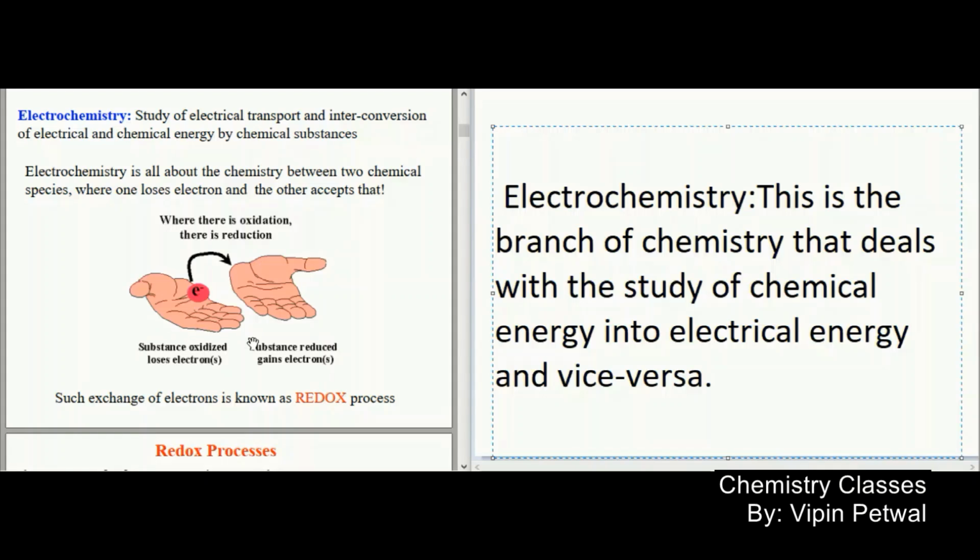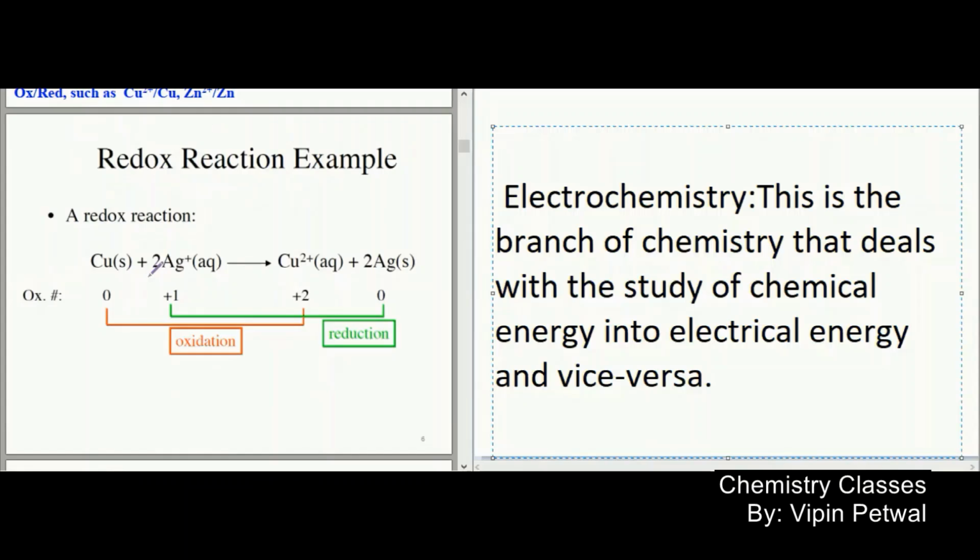Okay, we can see here in this picture one hand is losing the electron, the other hand is taking the electron. Simply, such exchange of electrons is known as redox reaction. So what is a redox reaction? In which there is exchange of the electron. One is accepting the electron and at the same time another one is donating the electron. Is that clear?